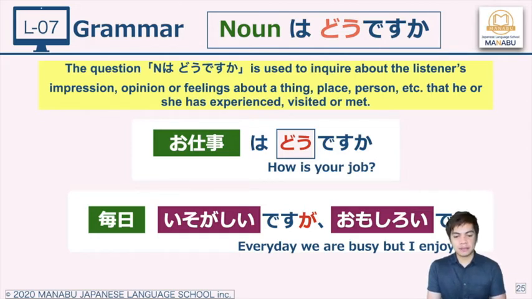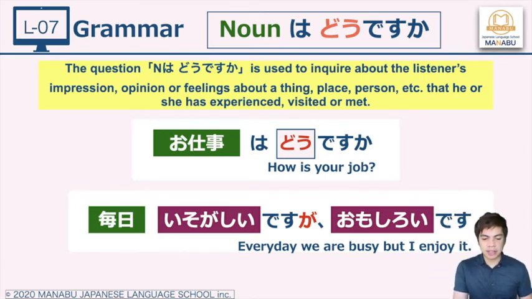Another example is oshigoto wa dou desu ka? In this example we attach the prefix o, oshigoto, because we are asking someone about his job. So it's a personal thing. So to show politeness towards someone, we attach prefix o. So oshigoto wa dou desu ka? He answered, Mainichi isogashii desu ga omoshiroi desu. So, mainichi is everyday. Isogashii desu is very busy. Desu ga, but omoshiroi desu, it's interesting, it's fun, it's enjoyable.